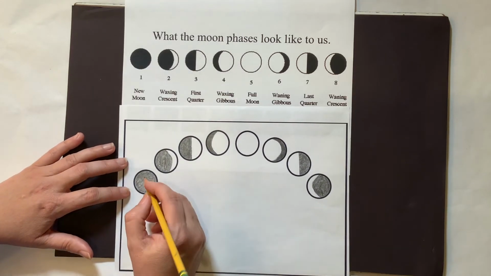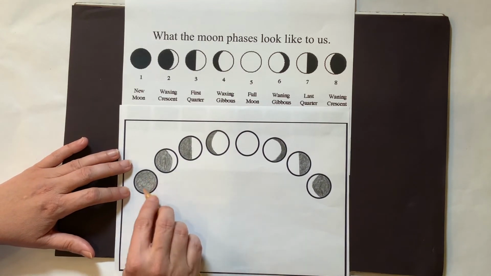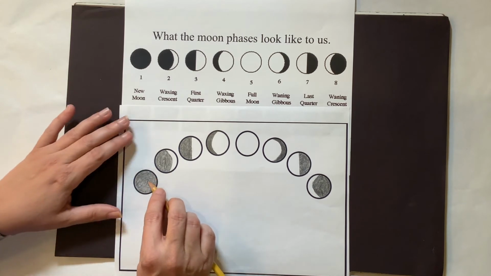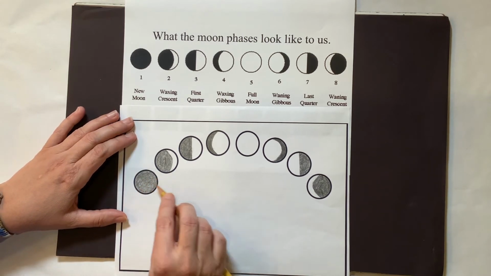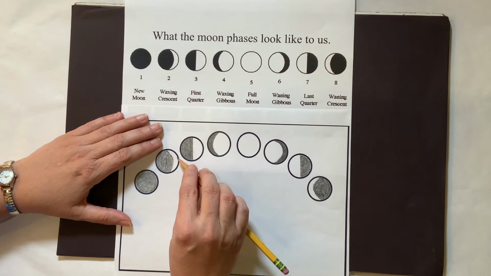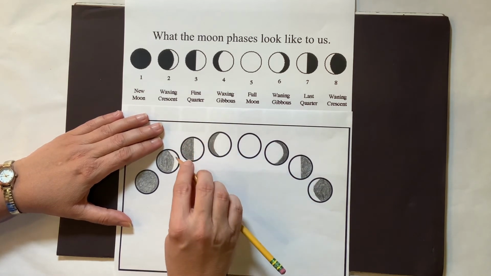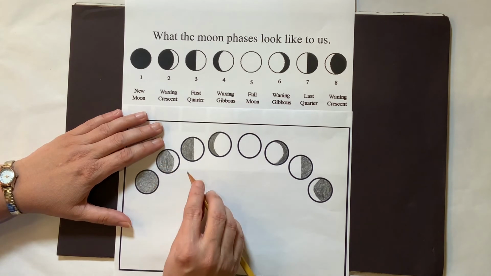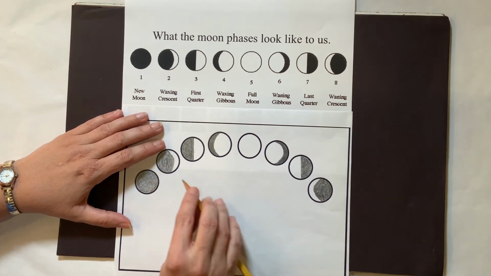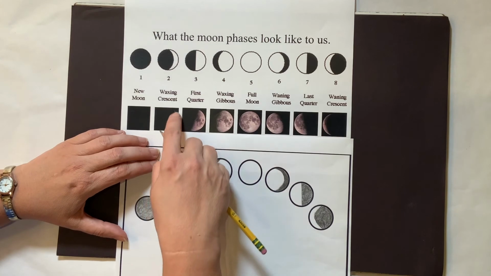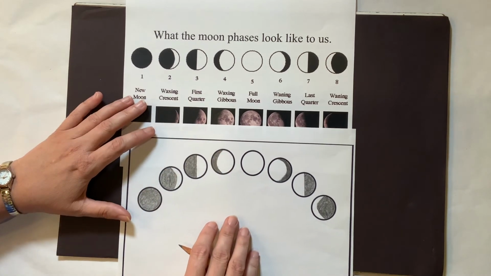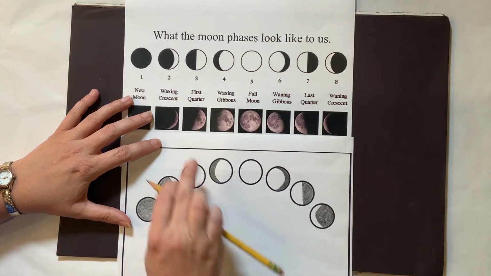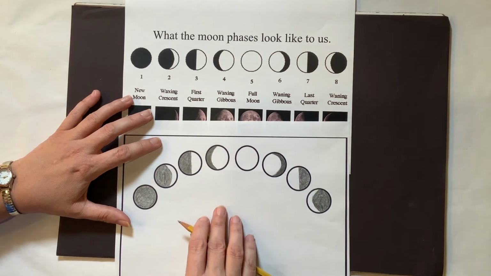So let's see, this first one here, we have it all colored in. Everybody has it all colored in. The second one, the next one, we only colored in just the left side of it. See how the moon looks? We only covered the one side. And these are kind of angled down here, right?